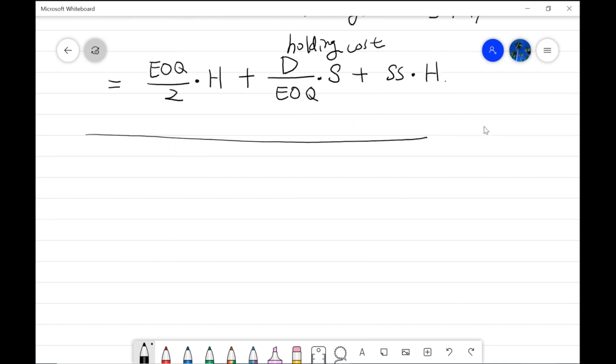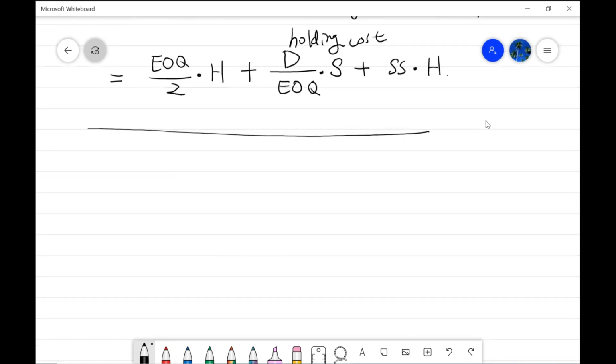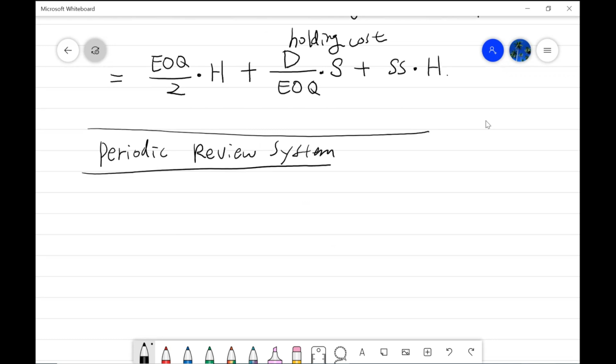Let's move to another type of inventory control system. That is the periodic review system. So at this time, the big difference from the continuous review system is what? We don't keep watching your inventory as time goes on. Just from time to time you visit your warehouse and then you decide how much to order. Okay, that's the periodic review system.